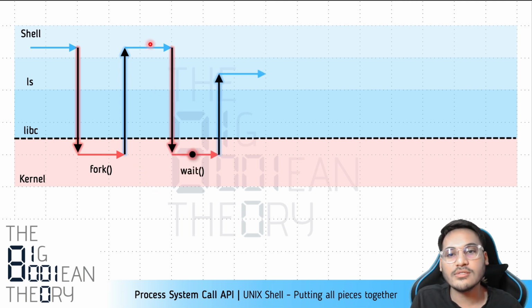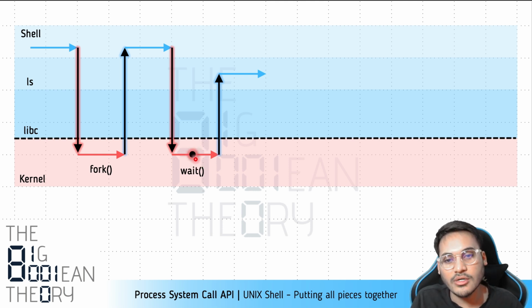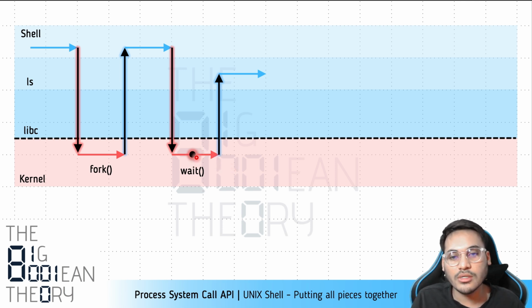So now let's assume that the shell process gets the control of the CPU and not the child process. And then it goes back into the user space, and then it invokes the wait system call and suspends its execution. This black dot that you see, I'm using this to signify that there is a context switch. There is a switch from one process to another. And to which process are we switching? We are switching to the child process that we just created.